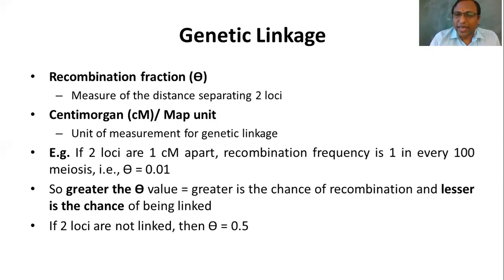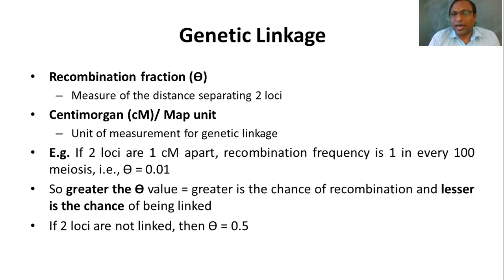So recombination linkage: the recombination fraction is given by the symbol theta. This is the measure of the distance separating the two loci. For example, one locus is at around 10 and another is at around 20, so the distance between the two is 10. That is how the determination is done. Then the centimorgan, cM, small c, capital M, is called the map unit, the unit of measurement for genetic linkage.